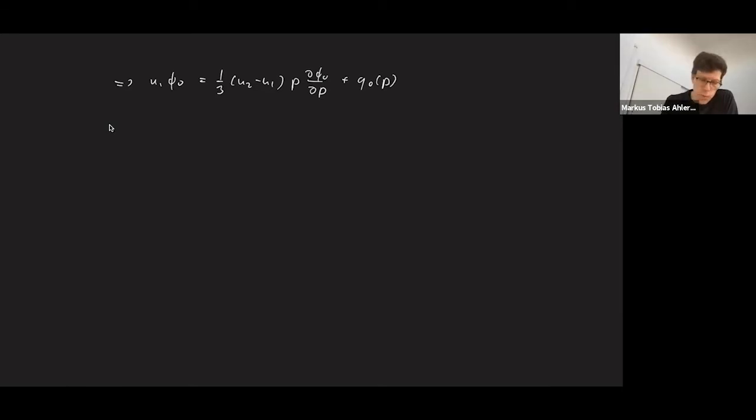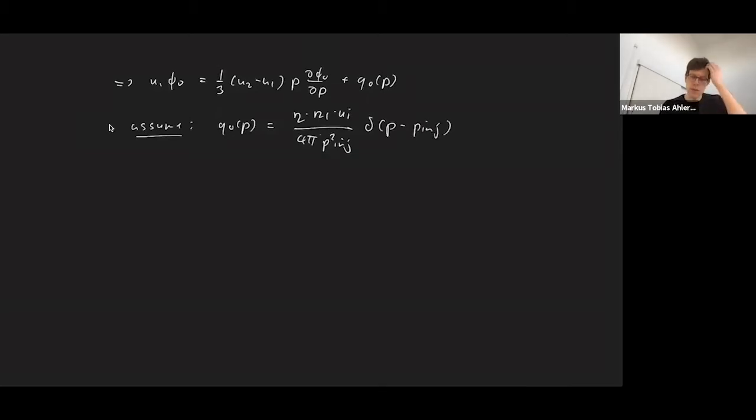And in the following, we will assume that the injection is happening from a cold distribution of particles which are flowing into the shock. And so this distribution can be parameterized by an injection momentum. So we will assume that this term is given as eta times N1 times U1 divided by 4 pi p_inj squared, times a delta function. The injection is only going to happen at the injection momentum. So that's the reason for this delta term here.